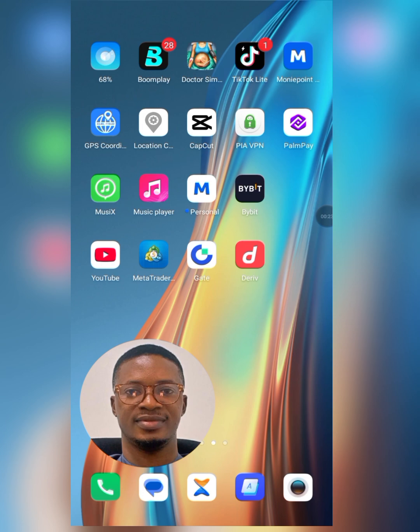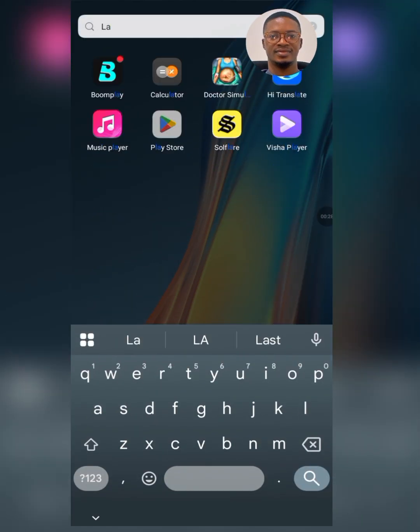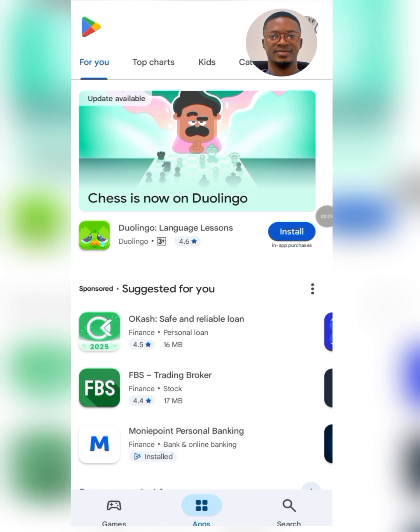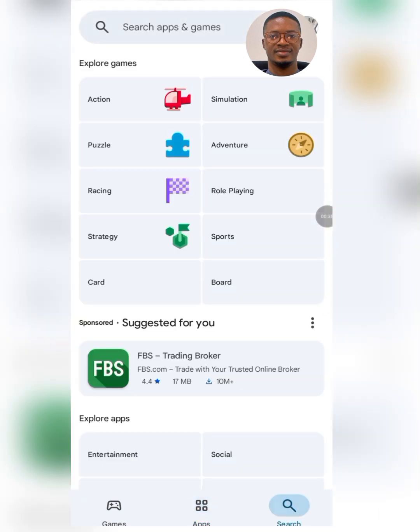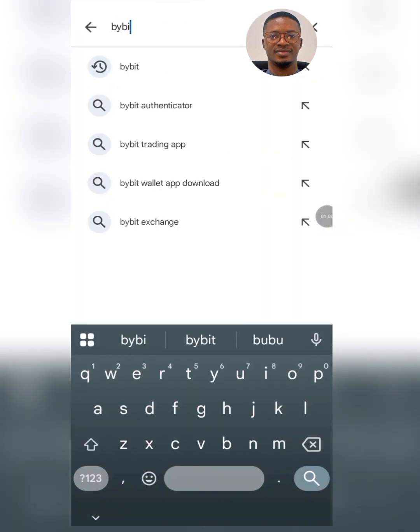Okay, first and foremost, let's go to our Play Store. For those of you who are using an Android phone, please go to your Play Store, while for those on iPhone, you can use your App Store. Now, straight to our Play Store. Here I'll be searching for Bybit.